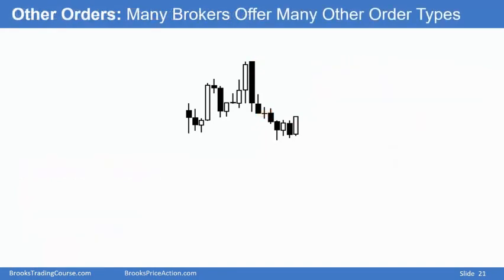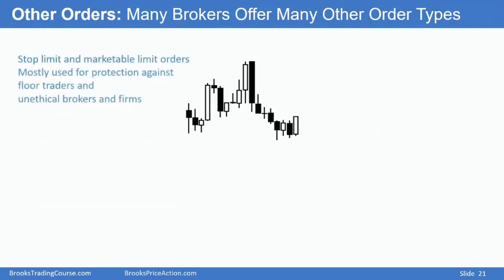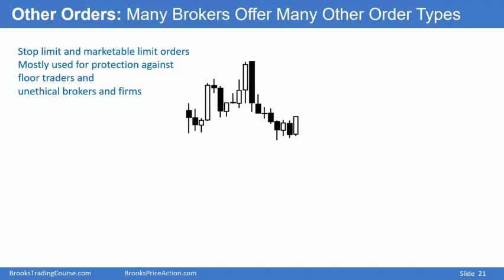There are many other types of orders, and many brokers offer lots of other choices for you. When I started trading 30 years ago, stop limit orders and marketable limit orders were pretty popular, and they were used, I think, mostly to protect traders against floor traders and unethical brokers and firms who were basically stealing money from traders. But now orders are computerized, and you don't have to worry about the floor traders stealing from you, and therefore stop limit orders and marketable limit orders are no longer useful.